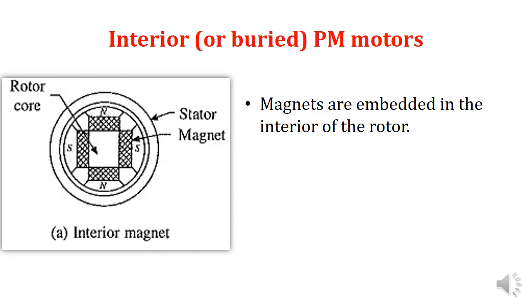Next is the second type of permanent magnet motor, that is interior or buried type. Interior or buried type is nothing but the rotor magnets are buried or placed interior to the rotor core. This is the rotor core, and you can see the rotor magnets are not on the surface. They are buried or placed interior to the rotor core. Magnets are embedded in the interior of the rotor.